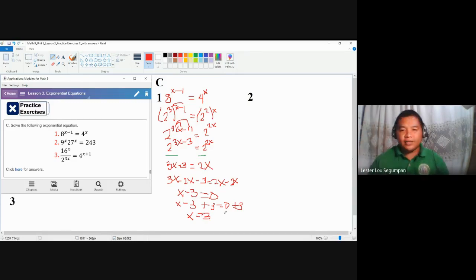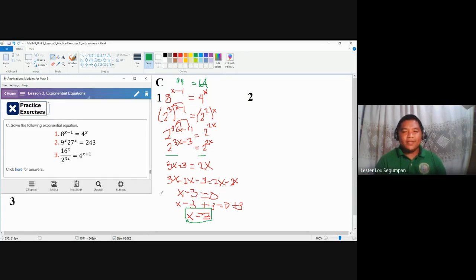Let's try to check whether our answer is correct or not. 3 here. 3 minus 1 is 2. So what is 8 squared? 8 squared is 64. Use the same value for x on the right hand side of the equation. 4 cubed is also 64. This proves that this is really the correct solution for number 1.